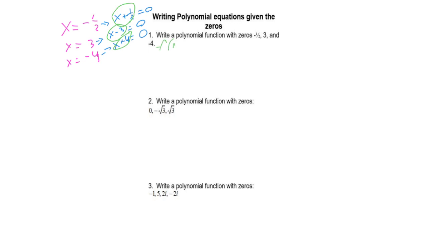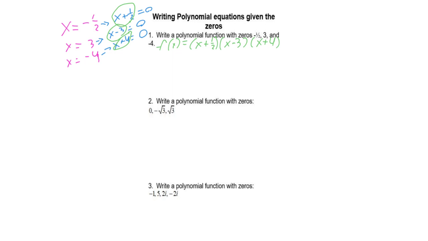So f of x is equal to x plus 1/2 times x minus 3 times x plus 4. Now the problem doesn't say to write it out in standard form. So I'm going to stop there for this one because we don't have to go any further. The next one, though, we do have to take some things into consideration.